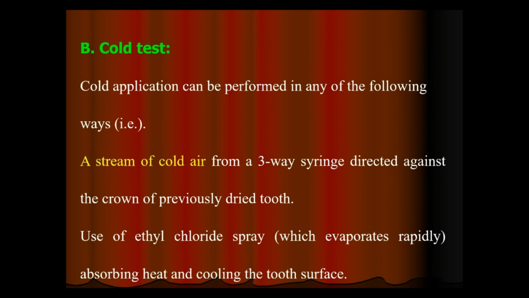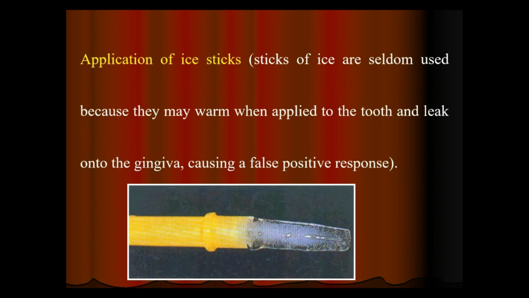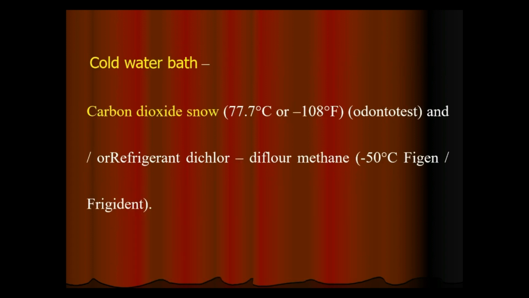Cold test. Cold application can be performed in any of the following ways. A stream of cold air from a 3-way syringe directed against the crown of previously dried tooth. Use of ethyl chloride spray, which evaporates rapidly, absorbing heat and cooling the tooth surface. Application of ice stick. Sticks of ice are seldom used because they may warm when applied to the tooth and leak onto the gingiva, causing a false positive response.